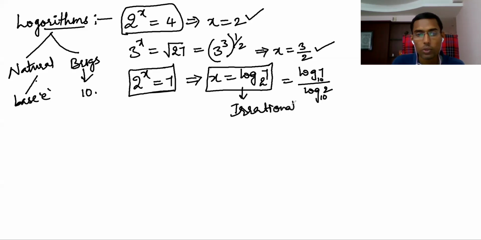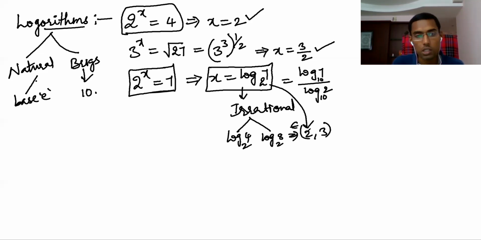Its value, I know, log 7 base 2 lies between log 4 base 2 and log 8 base 2. Log 4 base 2 is 2, and log 8 base 2 is 3. That means this value lies between 2 and 3. That much I can say, but I cannot find its exact value. There is a way to do it, but we are not discussing that now. So this is how you get logarithms.